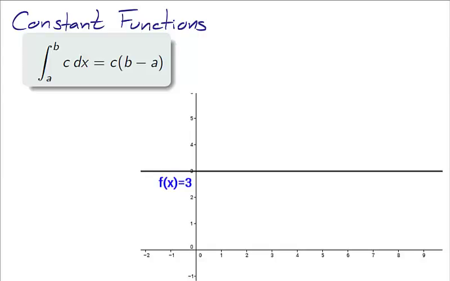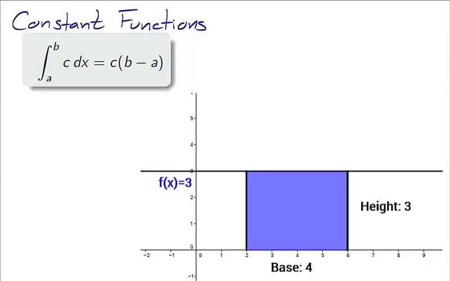In class, you exploit the concept of area to learn more about integrals, such as the ability to calculate the integral of constant functions. The graph of the constant function c is a horizontal line. The area under this line is just a rectangle, a rectangle with height c and base b minus a. Therefore, the definite integral of the constant function c is c times b minus a.